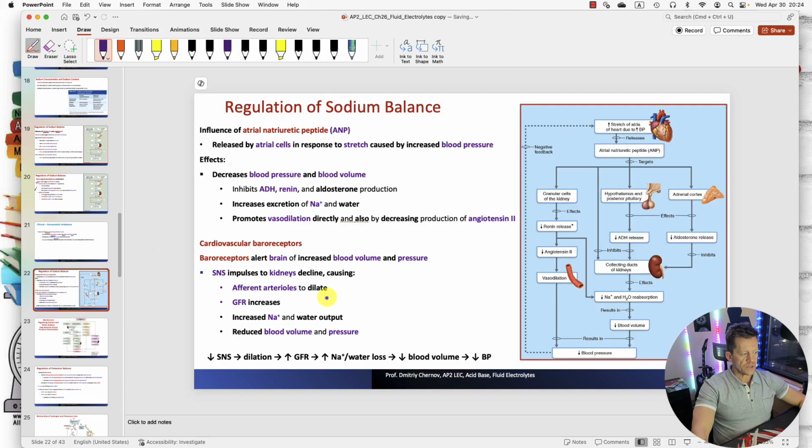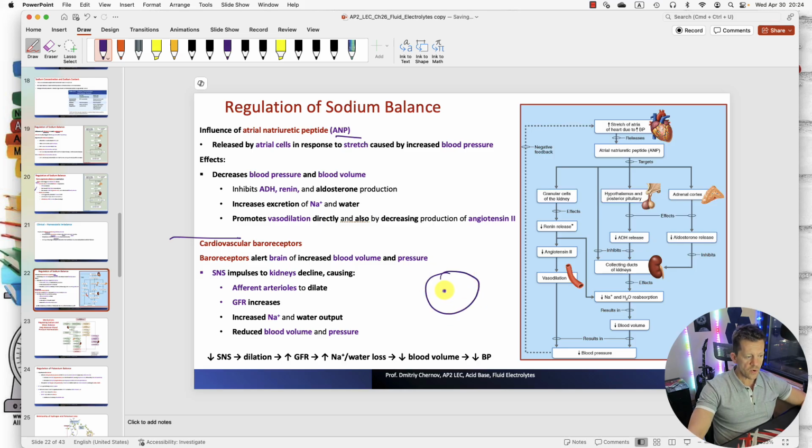Let's look at this process. We discussed ANP, natriuretic peptide, the hormone that acts on all of the systems to decrease blood pressure. But let's look at cardiovascular baroreceptors. So if there's a high blood pressure, we need to drop the blood pressure. So how can we drop the blood pressure? We can remove sodium and we can remove the water from circulation. How can we do this? So we can increase the flow of water and the flow of sodium through the renal system.